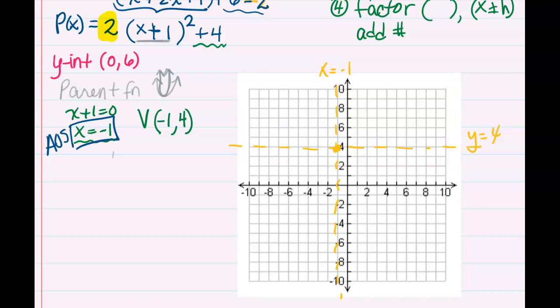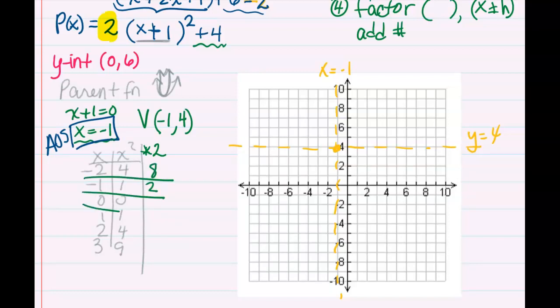Coming back to my parent function, we know our parent function is usually 0, 0, 1, 1, 2, 4, 3, 9, as well as -1, 1, -2, and 4. But we do have a multiplier of 2. So we're going to have to make sure that we multiply these y values times 2. So that 4 is going to become 8, that 1 is going to become 2, 0 will still remain 0, and we can see these numbers change.